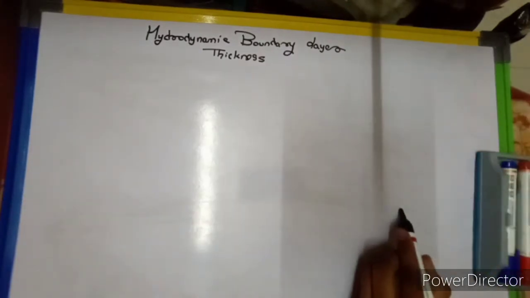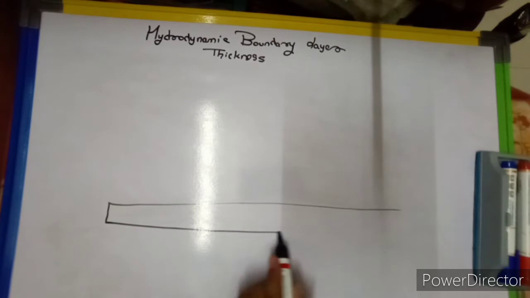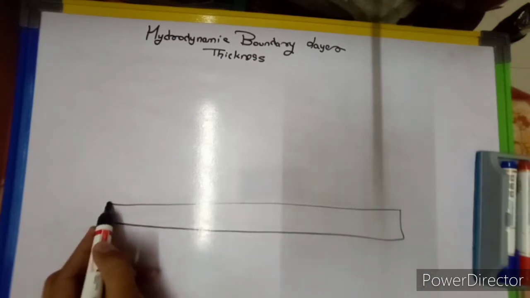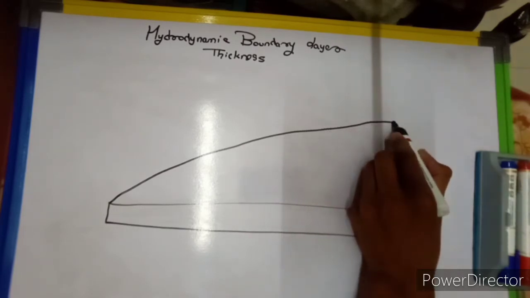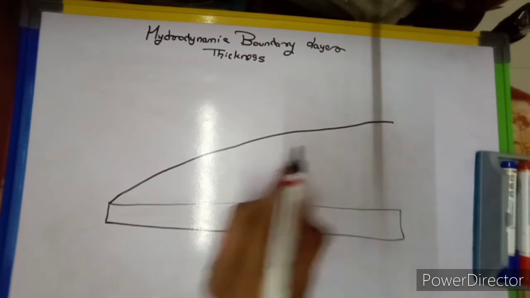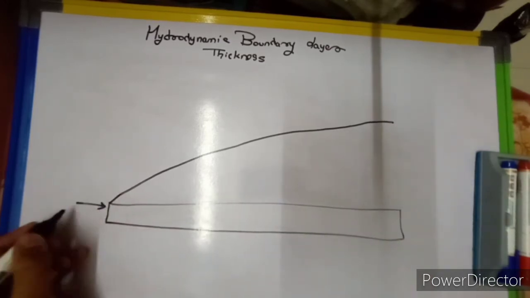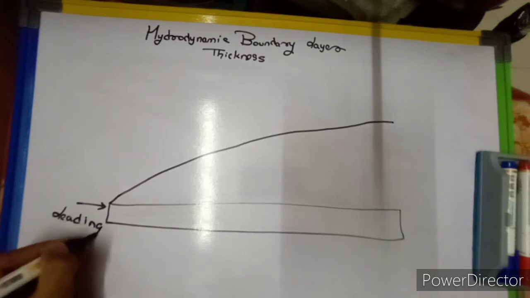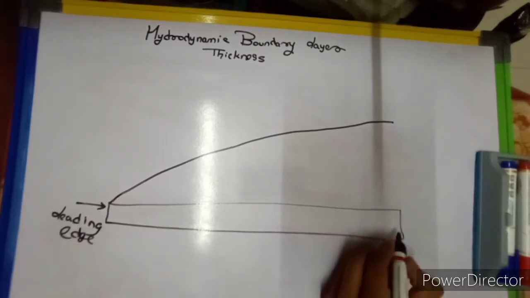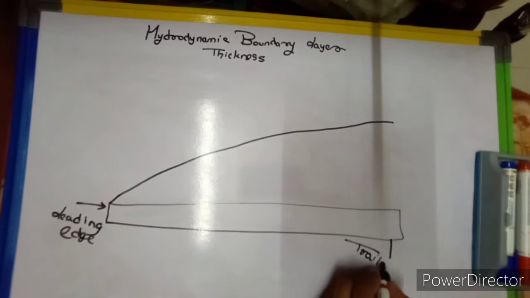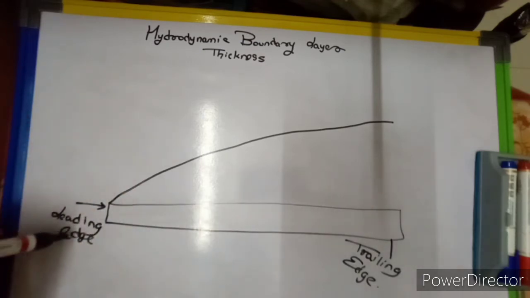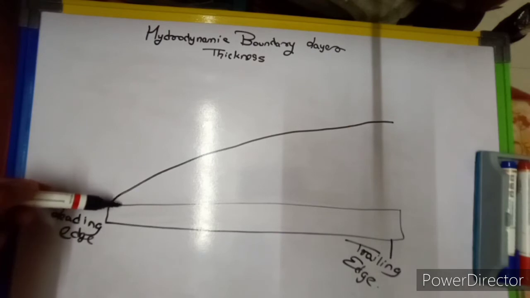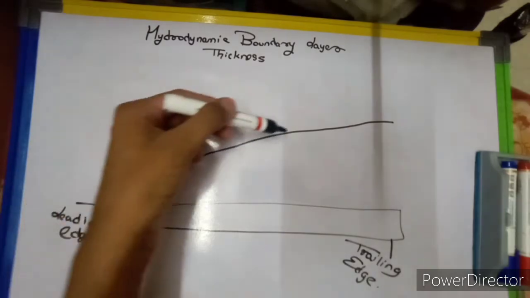So consider a plate. See, there will be an increase as distance increases. Hydrodynamic boundary layer thickness increases as distance from the leading edge increases. See, this edge is called the leading edge. This edge is called the trailing edge. You have to remember the names, for when concept questions come, not in terms of problems. So as distance from the leading edge increases, the hydrodynamic boundary layer thickness increases.